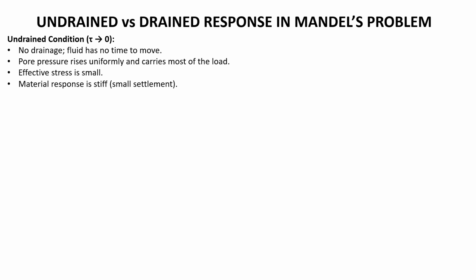So we can see for undrained conditions at t equals 0, right after the load is applied, we have what is called an undrained response. In this regime, there is no drainage because the fluid has no time to move. As such, pore pressure rises uniformly and carries most of the load. As a result, effective stress is small because, like we said in previous discussions, effective stress equals the total stress minus the pore pressure. So that means the material behaves stiffly, meaning very little settlement occurs.